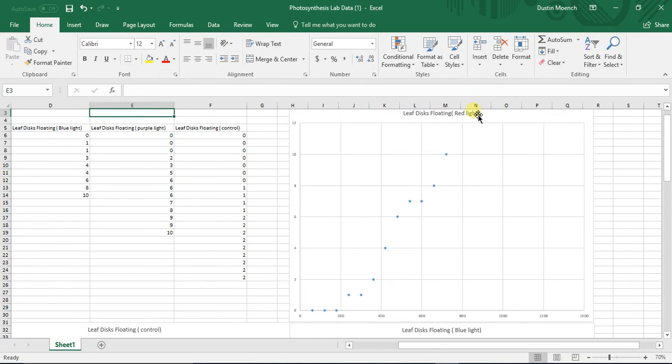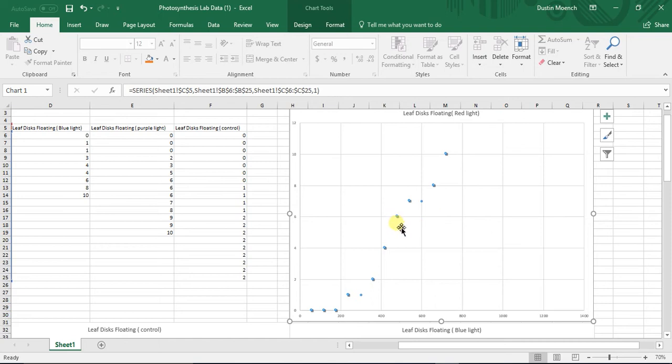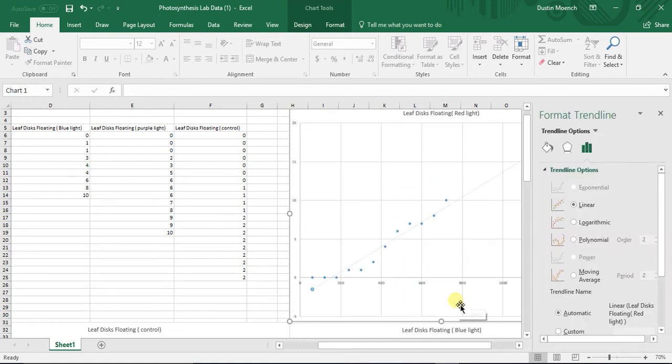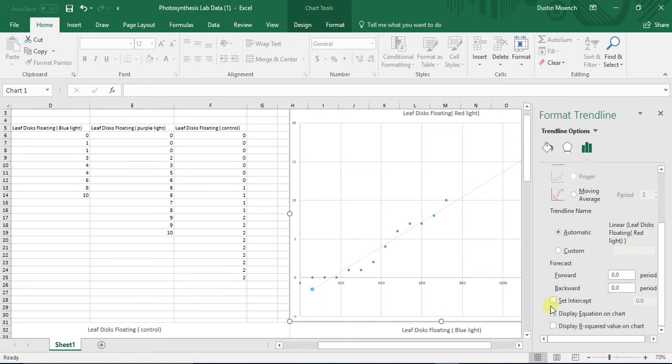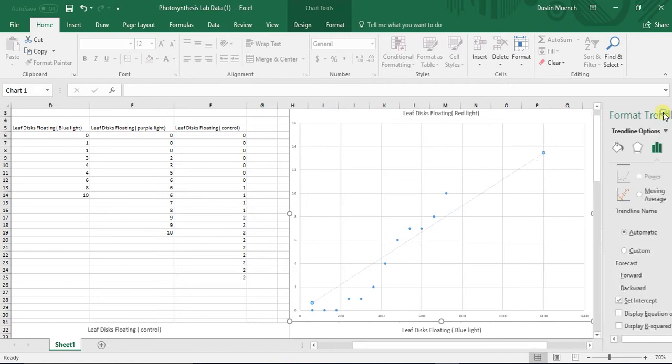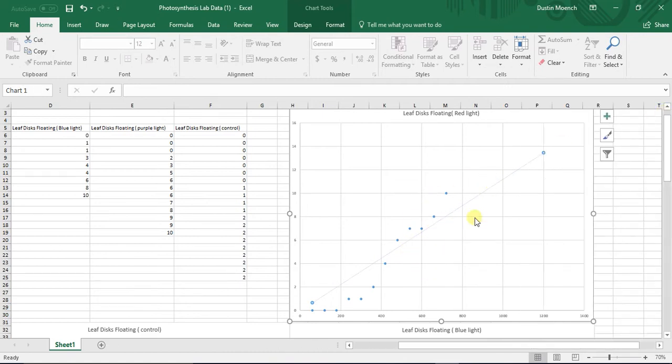So here's my red light trial, and the first thing I'm going to do is left click on one of my data points, and you can see that now they all have those little dots by them. They're highlighted. And I'm then going to right click or double tap that point, and go down to add trend line. I'm going to add a linear trend line, and I'm going to set the intercept to be 0. Okay, so it's starting at the origin. And when that's all taken care of, which it is right now, I'm just going to close out of here. Now I have my nice trend line right there.